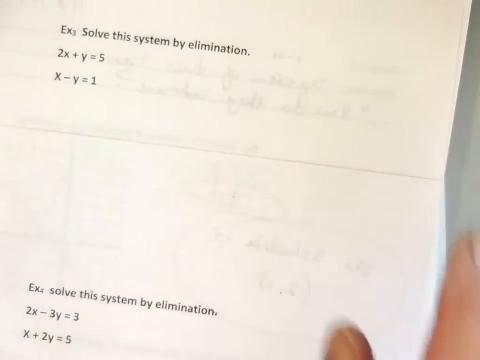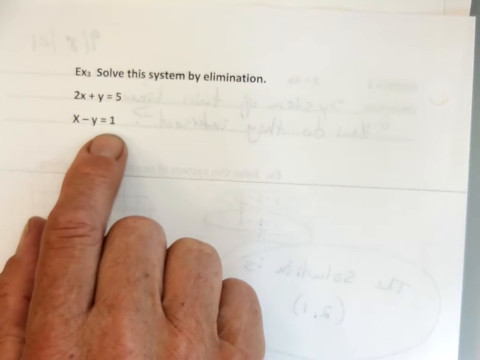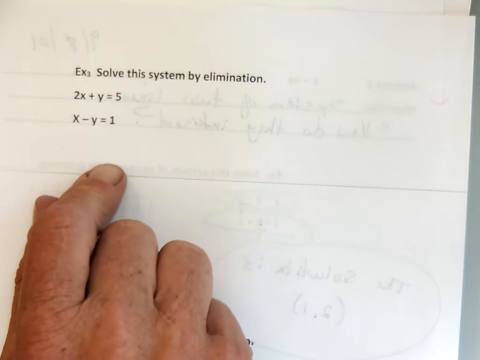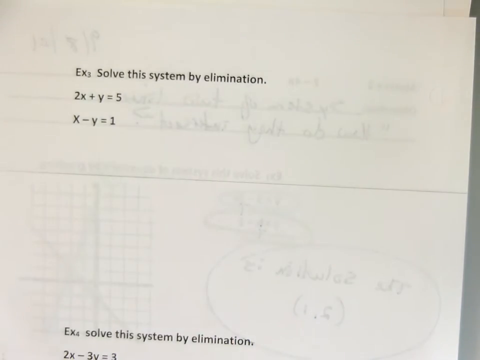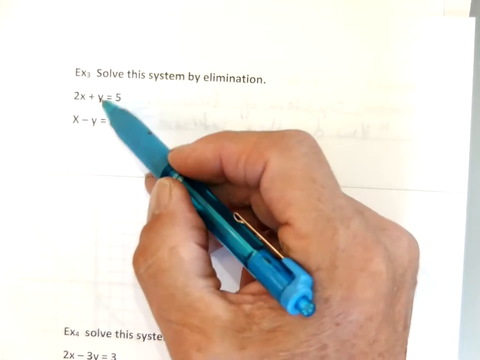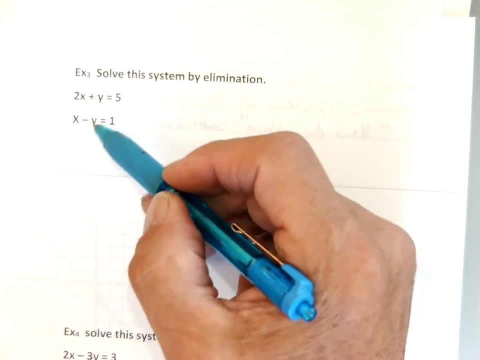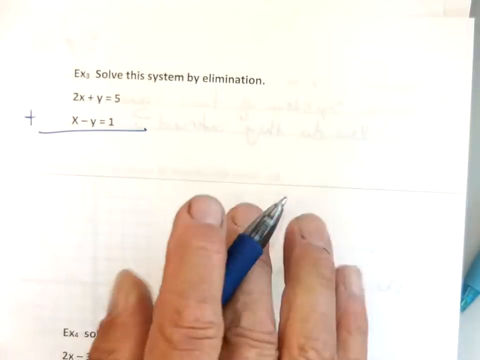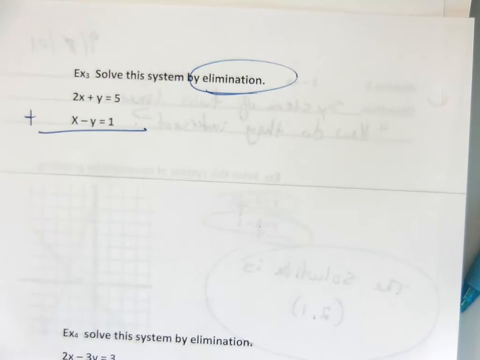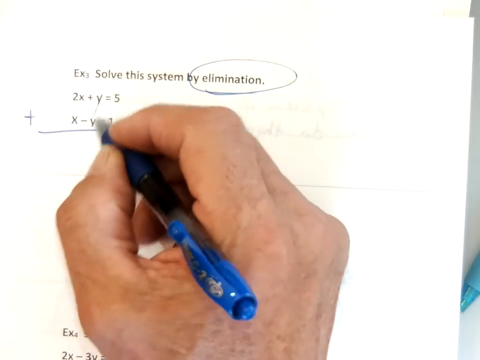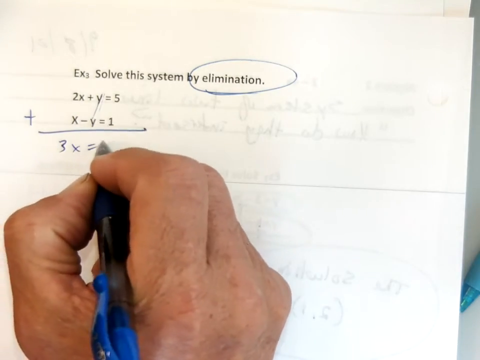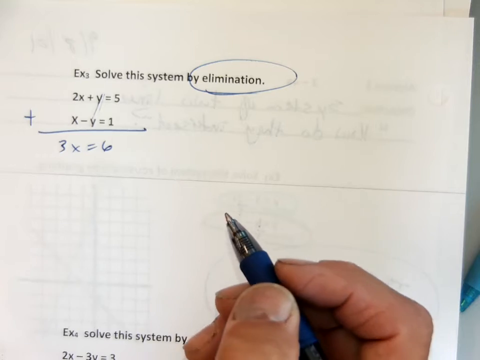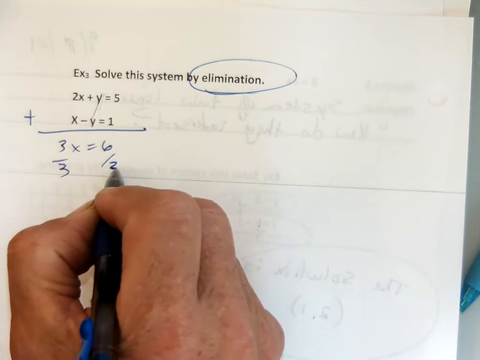Now, elimination. Elimination is faster. What I noticed, and I made this problem easy on purpose, is the y and the negative y. Remember doing this in algebra or in geometry? If I were to add the two equations, what gets eliminated? If the y is gone, we'll just have x's and we can find the value of x. So if I add straight down, the y's cancel. I'll have 3x equals 6. Divide by 3, and x is equal to 2.